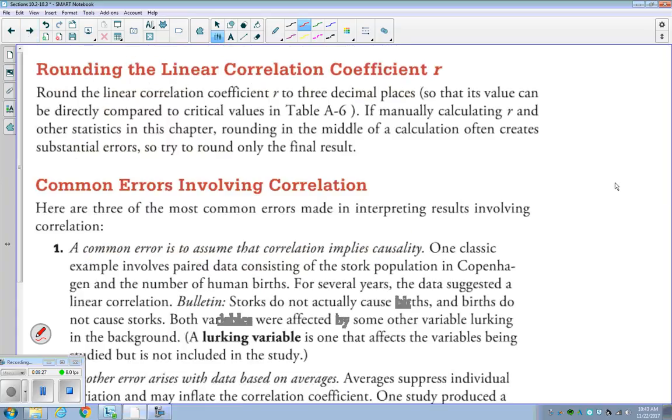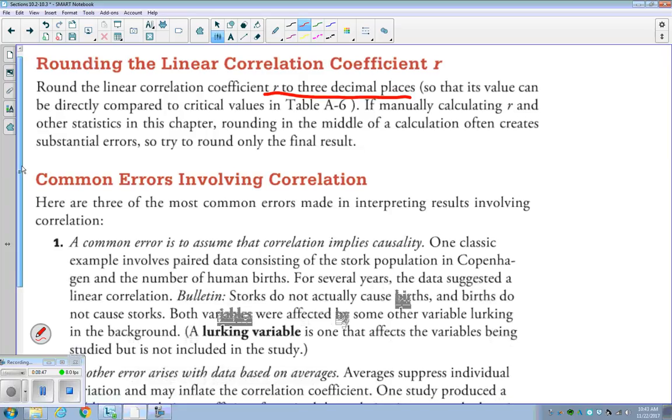So here you go, rounding. Anytime we do the calculation for R, we're going to round it to 3 decimal places. And you have that table A6 in front of you, so that kind of reminds you because they're all 3 decimal places there.